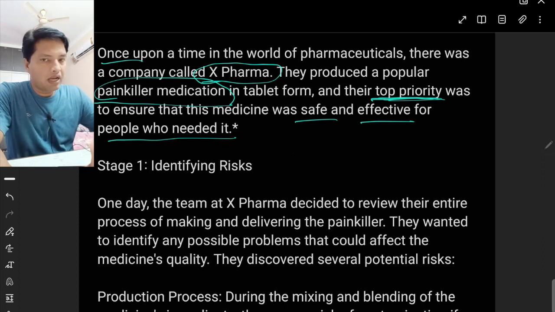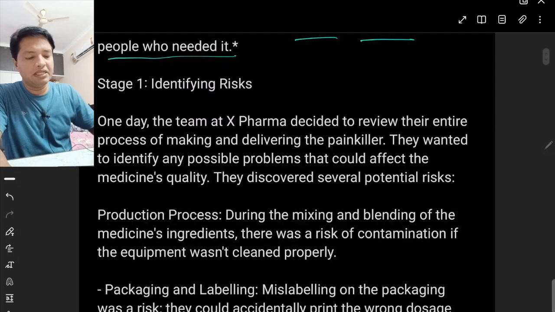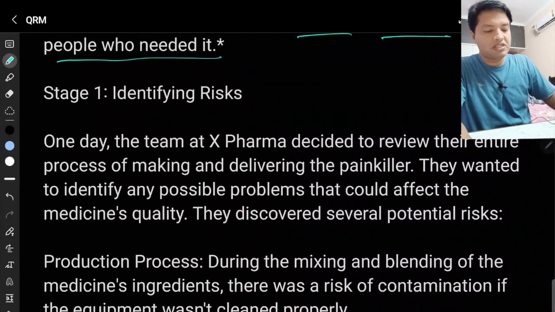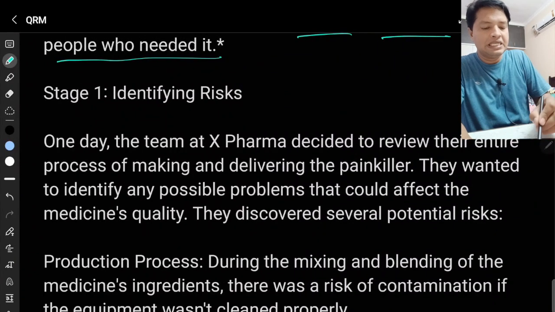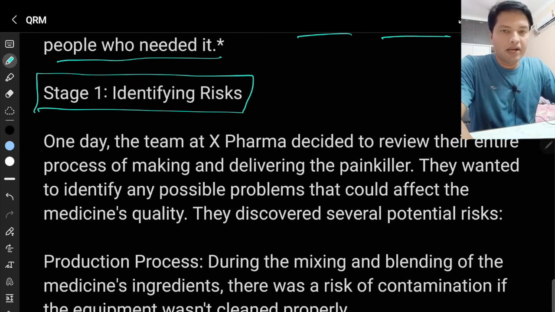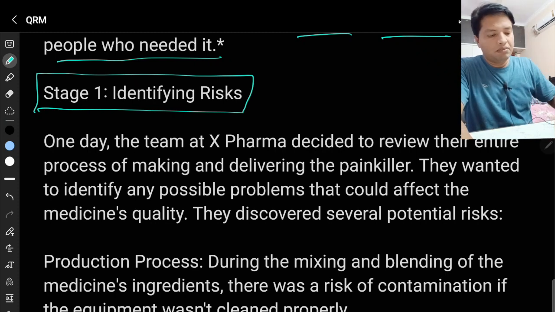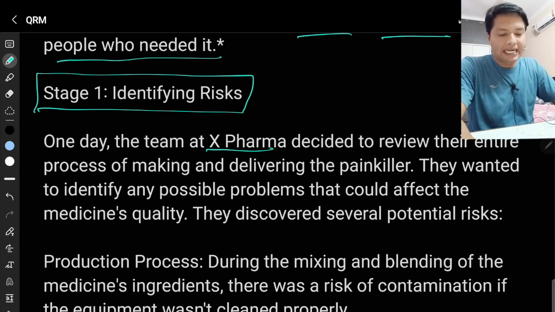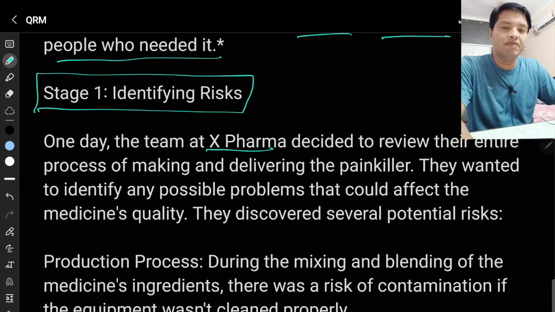How they are going to carry out quality risk management, we are going to identify here. The first stage of quality risk management is stage 1, identifying the risk. You need to identify the risk. So assume that X Pharma decided to review their entire process of making and delivering painkiller medicine.